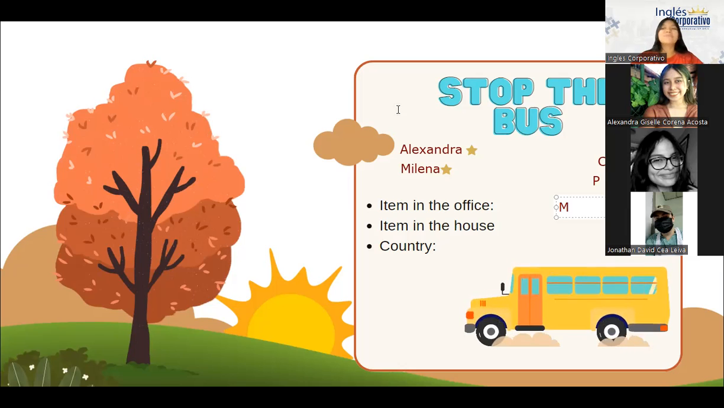Stop the bus, teacher. Okay, let's see. Item in the office, a mouse. Yes. Item in the house, a mirror. Mirror, yes. In the country, Mexico. Perfect. Okay, excellent. Yes, Milena. Okay, the last letter. With the letter T, letter T.